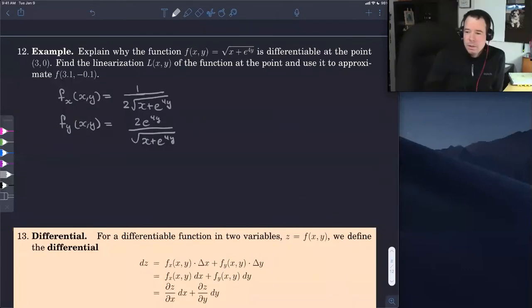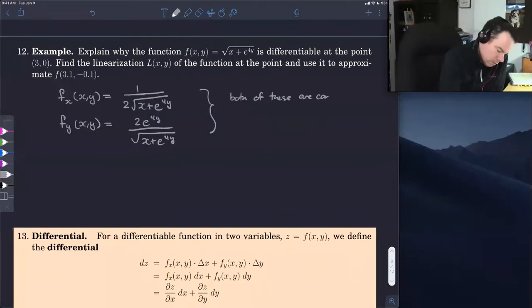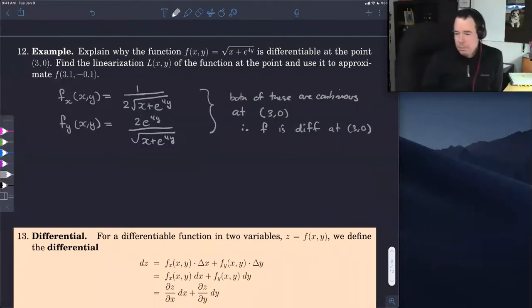I'm just using the one-dimensional, or Calculus 1, chain rule here, differentiating with respect to x in the first case, thinking of y as constant, and then in the second case, differentiating with respect to y, thinking of x as constant. And the thing to note is that both of these are continuous at (3, 0). Therefore, f is differentiable at (3, 0).